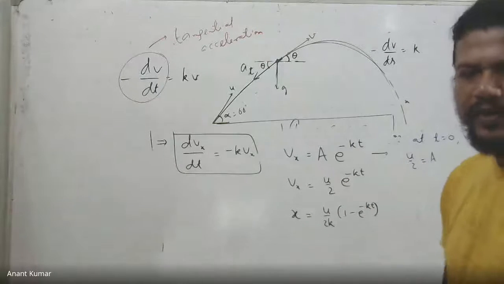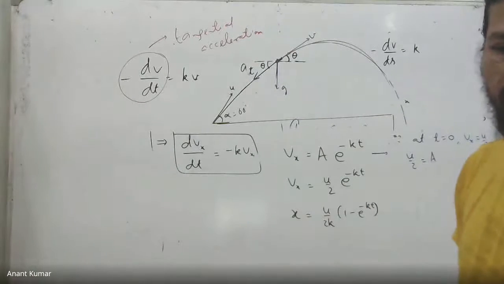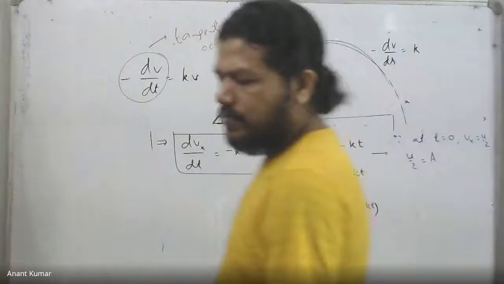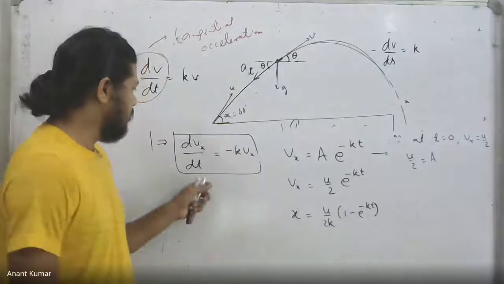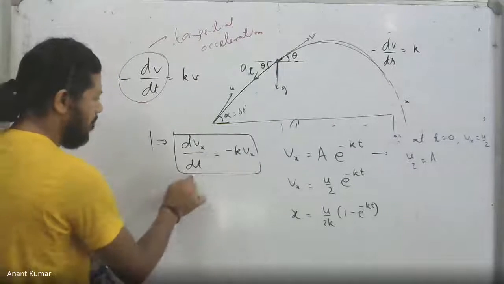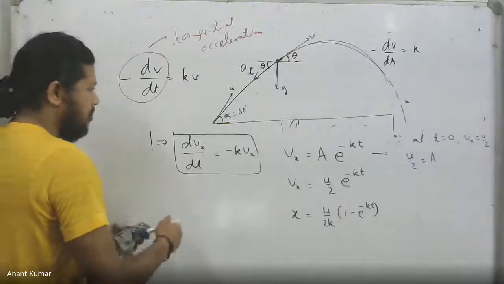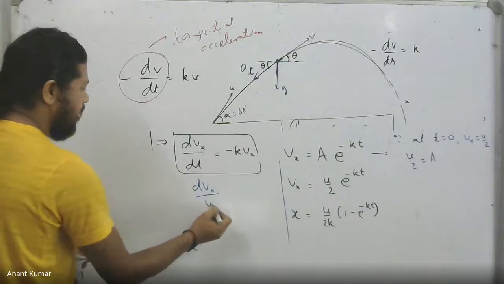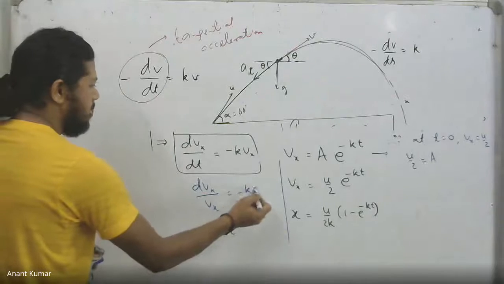No, well, actually, we knew of a property of the exponential. That is what I did. But otherwise, we have to integrate this equation. You have to just bring this Vx down, dt on that side. This can be obtained from here. We get something like dvx upon Vx equal to minus k dt.